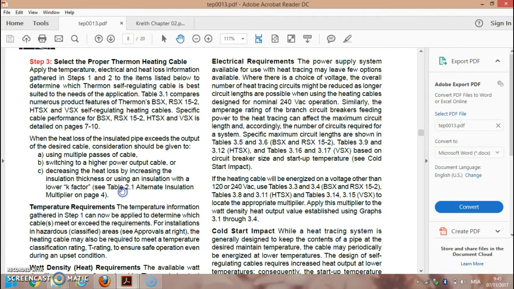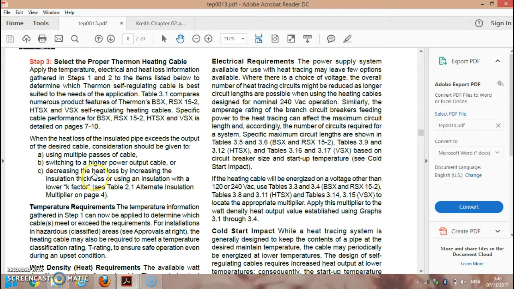So when we use multiple passes of cable, the temperature or the thermal conductivity will be increased. We can see here lower K factor. K is the thermal conductivity, as I said earlier. So when there is a lower thermal conductivity, it will decrease the heat loss. When we decrease the heat loss, the system will become more efficient and safer.